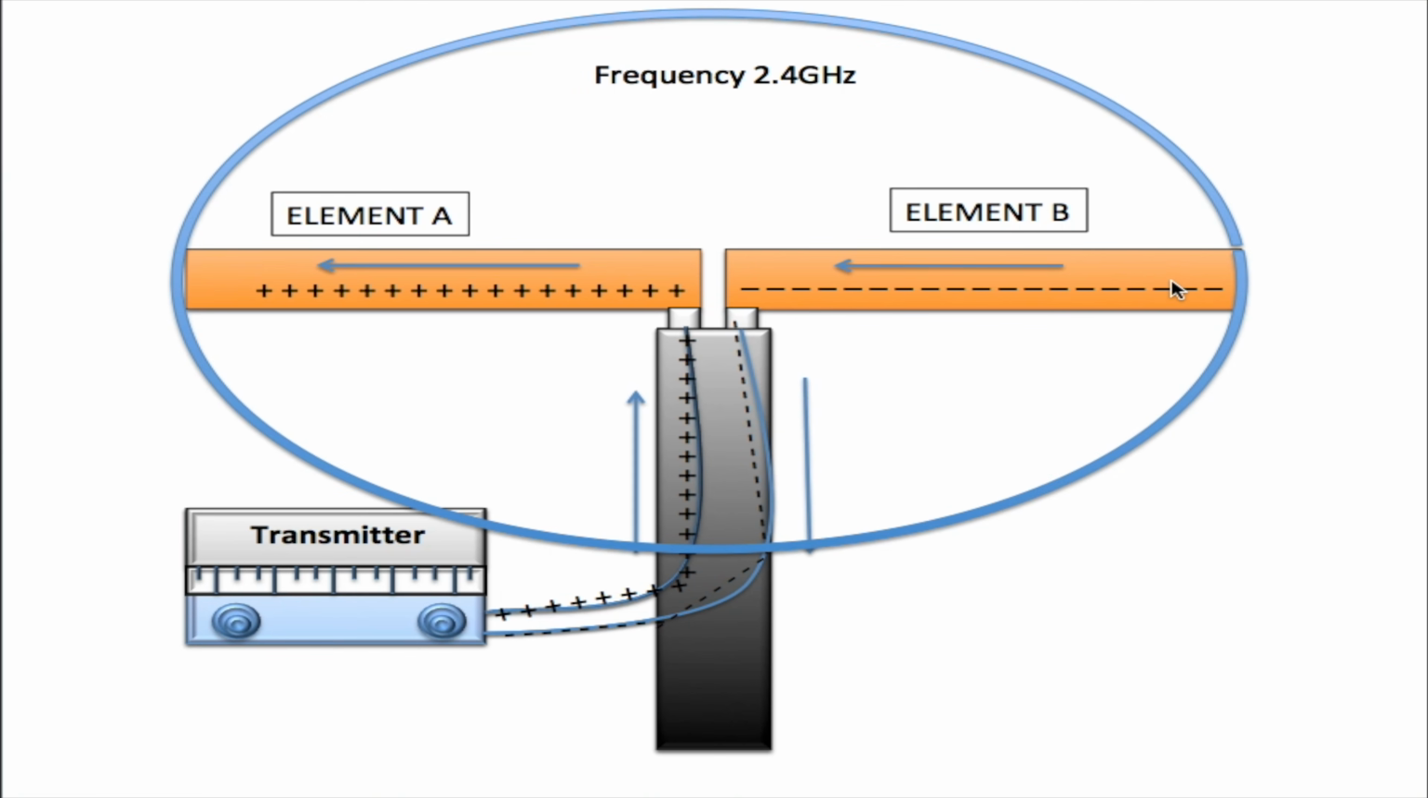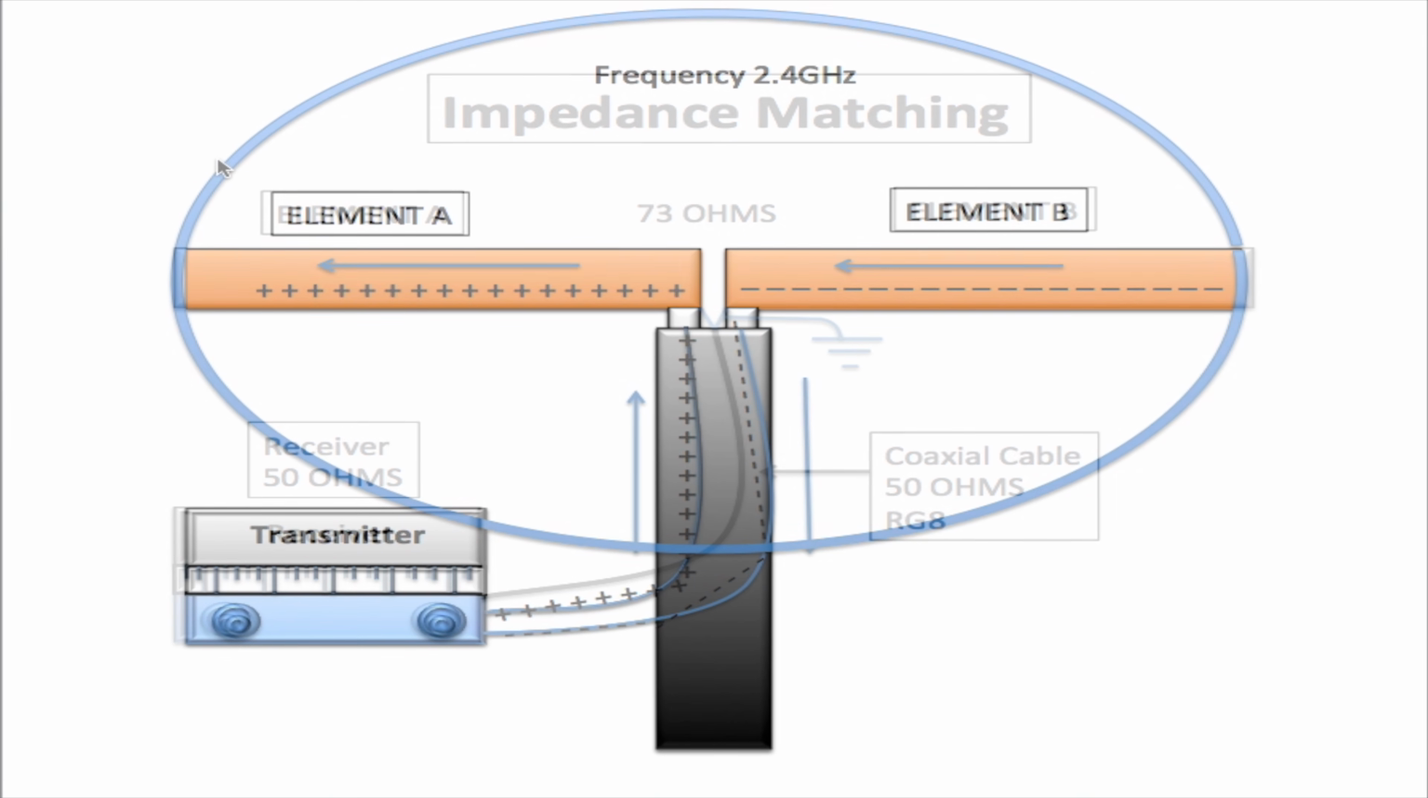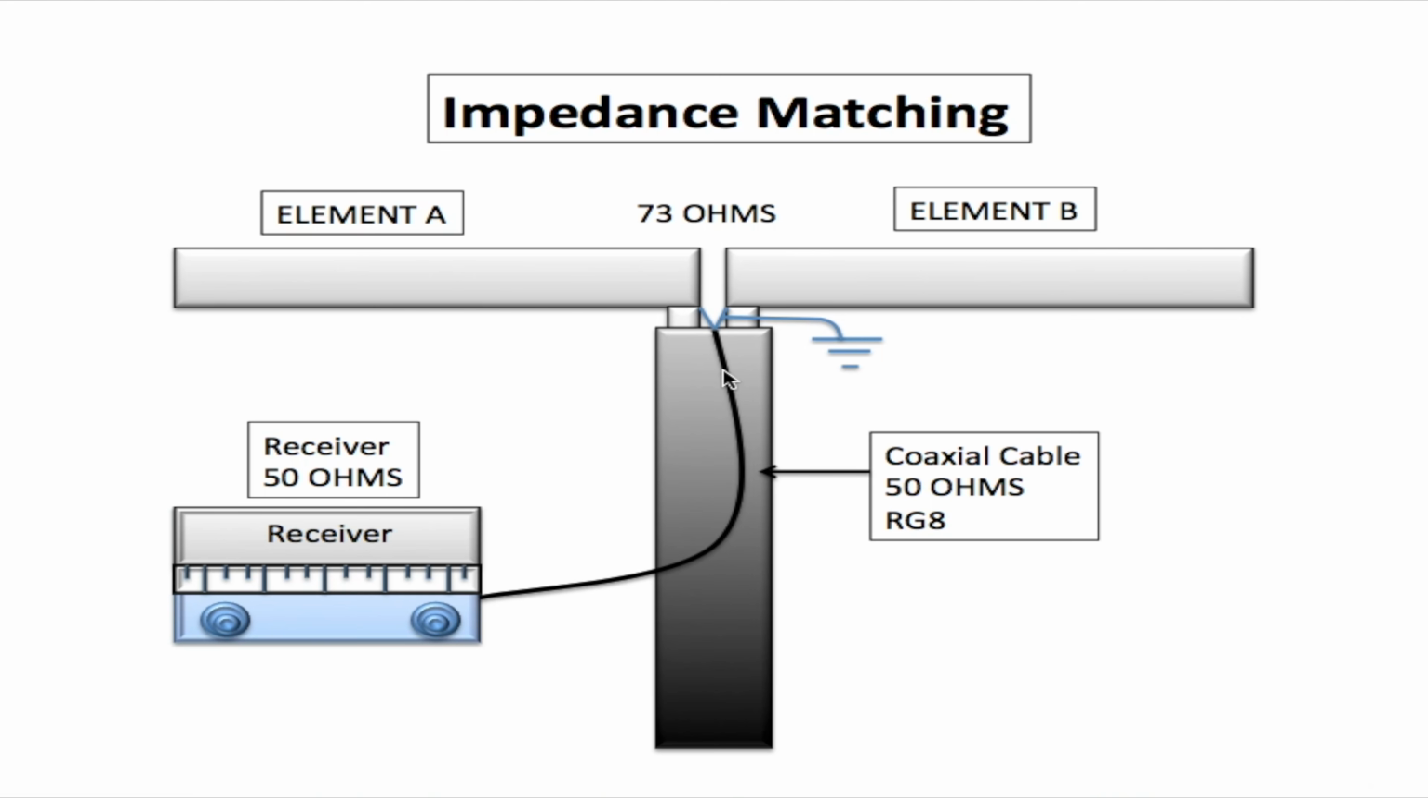Now this current flow through the elements causes an electric field and a magnetic field to be developed around the elements. And this electric field and magnetic field join together to form an electromagnetic field. And this is what I have encircled around the antenna here. So this electromagnetic field carries your information and it expands outward, carrying your information away from the antenna at 300 million meters per second, the speed of light.